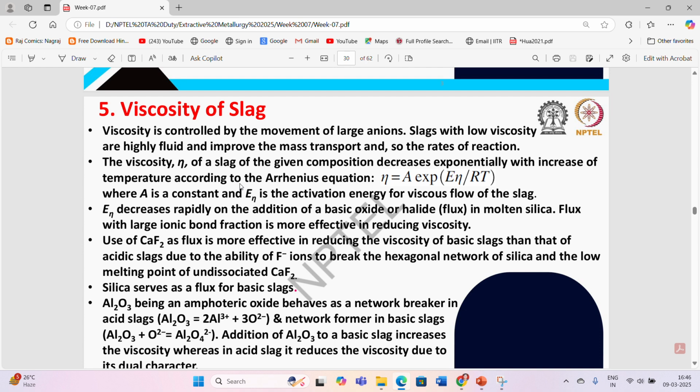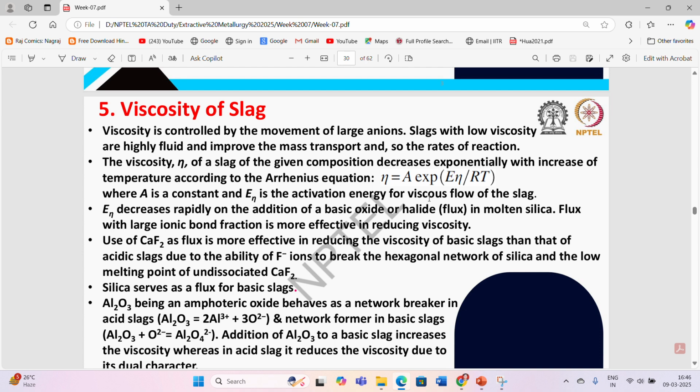Viscosity is controlled by the movement of large anions, as we had already discussed. Slags with low viscosity are highly fluid and improve the mass transport and so the rates of reaction. So low viscosity will improve the rates of reaction, while high viscosity will not, and it will not be possible to transfer the undesired minerals from the liquid phase to the slag phase due to the lower reaction rates.